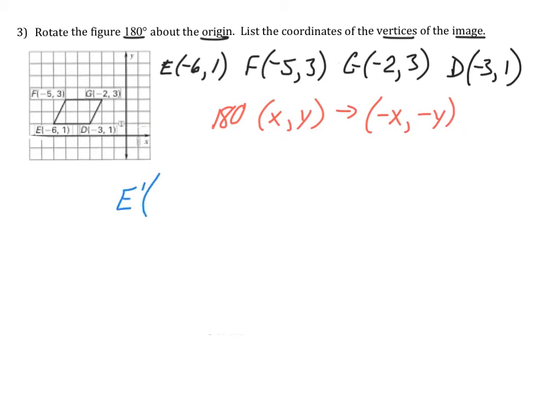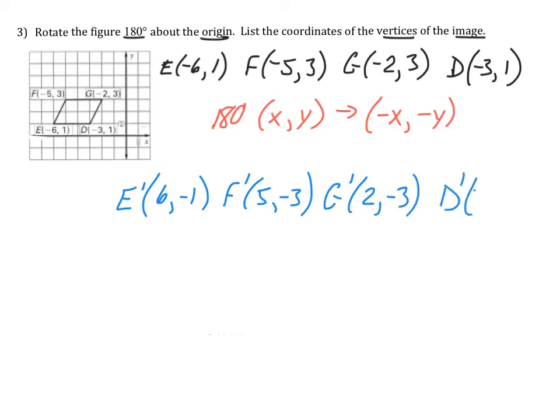So now my new points, E prime is going to be at positive 6, negative 1. F prime is going to be at positive 5, negative 3. G prime is going to be at positive 2, negative 3. And lastly, D prime is going to be at positive 3, negative 1.